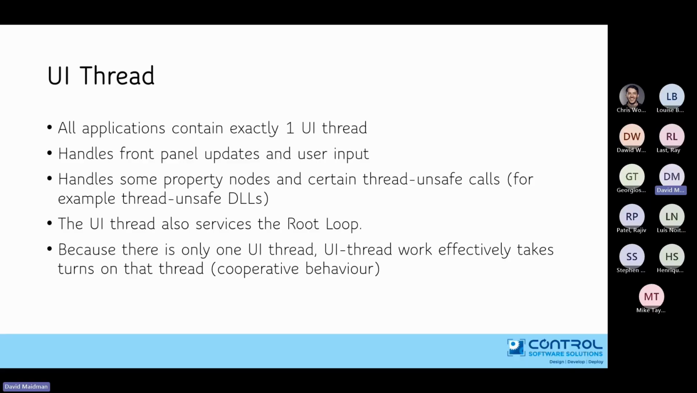So every application always has exactly one UI thread, and it handles the panel updates, inputs from the user, some property nodes, and thread-unsafe calls. DLLs and stuff have to run in the user interface thread. The UI thread also services the root loop. I'm not going to go into the details of the root loop and how DLLs work, but just know that the user interface thread is responsible for managing your user interface, but there's other stuff that it does as well.